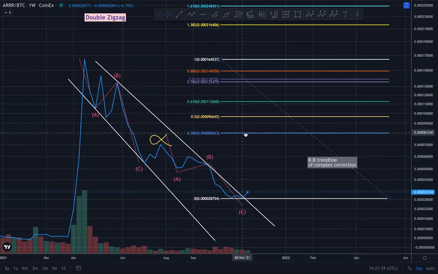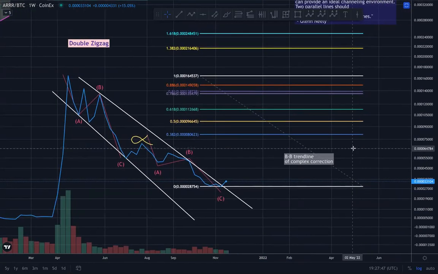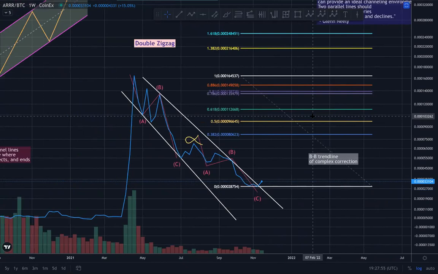I think that a 38.2 retracement, at least here at 8,000 Satoshis, just makes the most sense at this point. And then the stronger move will get us to the 10,000 Satoshis level. And that's on a weekly time frame.